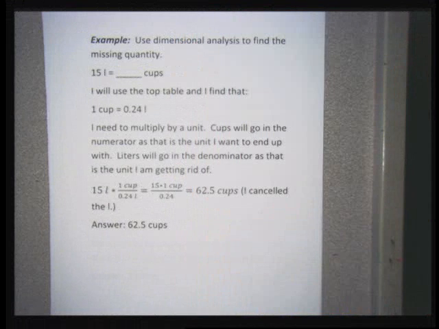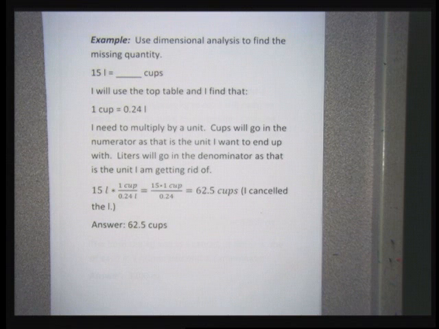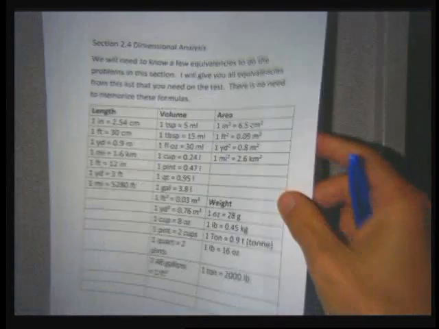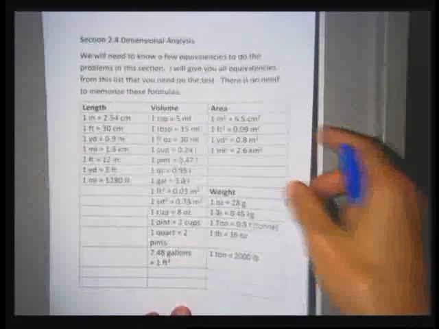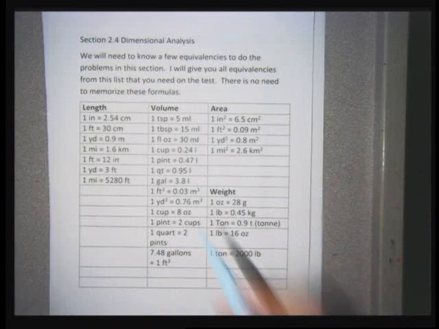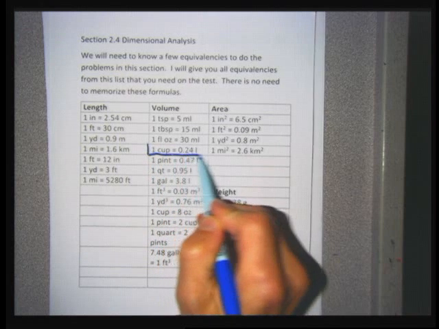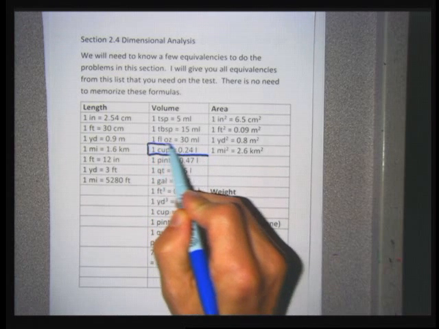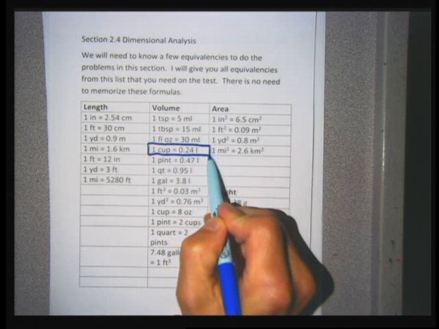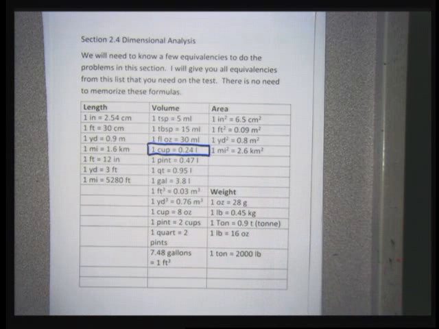Now, converting from liters to cups, which is the next example, that's not within the metric system, so I can't just move decimals. When I'm going between the metric system and the English system, I'm going to have to use unit analysis. So I'm going to have to find on my sheet some relationship between cups and liters, and fortunately there's one that works perfectly. So I find the relationship that mentions the units that I'm changing from. So I'm going to use that 1 cup as 0.024 liters.